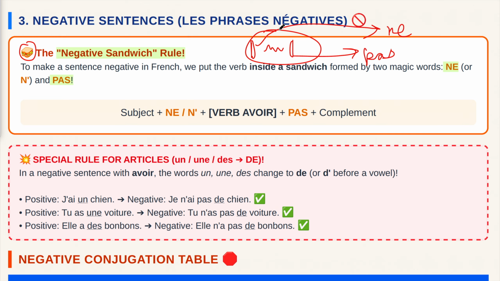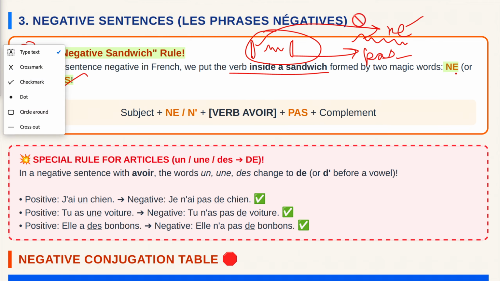So that is why it's also called the negative sandwich rule, because something that is in between is always connected by ne and pas. And what is this inside filling? This is nothing but the verb inside a sandwich, formed by two magic words, ne and pas. So this is the structure you can write down.